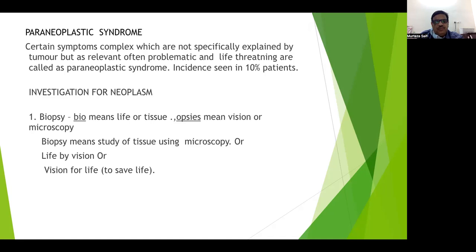Biopsy: bio means life or tissue, and opsis means vision, or seeing by microscopy. Biopsy means the study of tissue using microscopy, or we can say vision for life, to save the life. This is the meaning of biopsy. You must know.